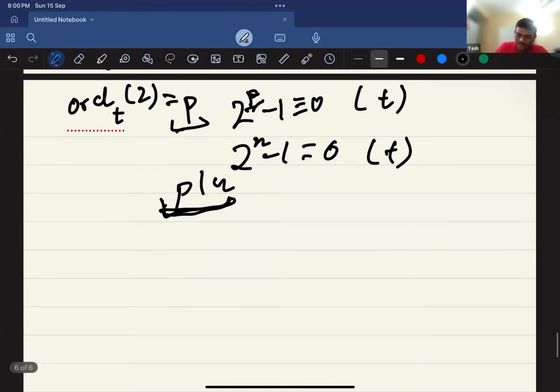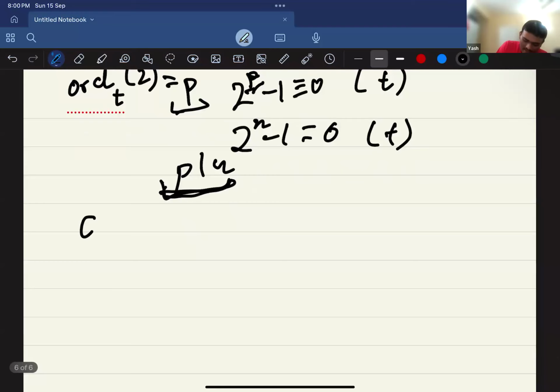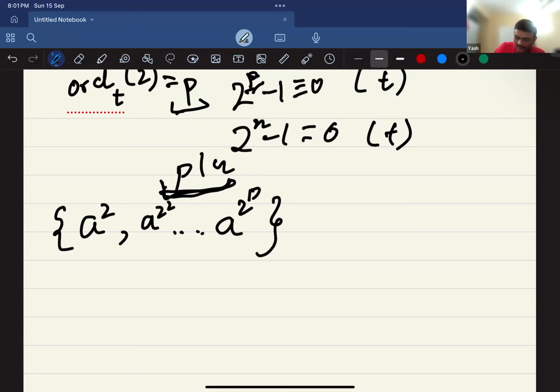I'll show. So basically now I have that the only distinct values that a to the 2 to the k takes are precisely a to the 2 to the 1, a to the 2 to the 2, till a to the 2 to the p. And every time beyond that, this also satisfies that a to the 2 to the I plus this p is equal to a to the 2 to the I mod p.